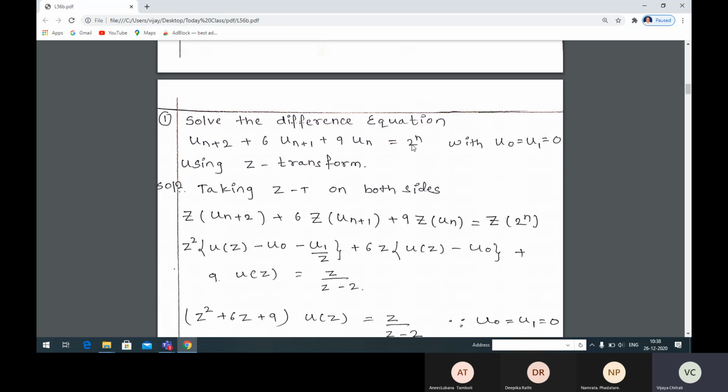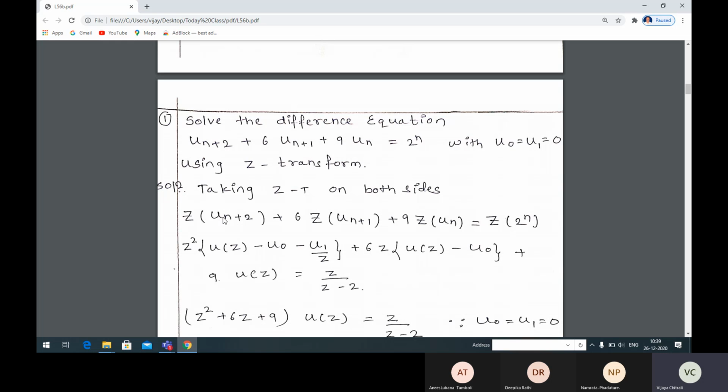The difference equation is given with conditions u naught and u1 both equal to 0. You need to solve this difference equation by using Z transform, right? So the very first step is taking Z transform on both sides of this difference equation.